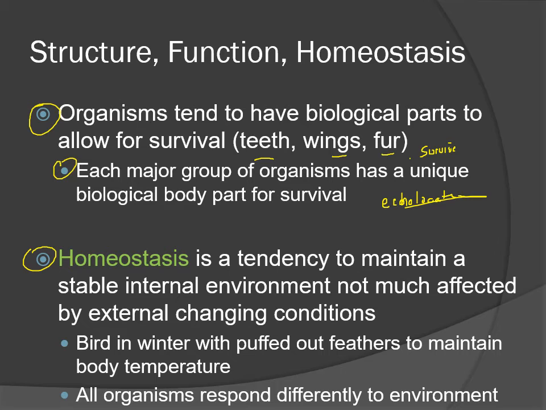Okay, homeostasis. Homeostasis is a tendency to maintain a stable internal environment. It is not much affected by any external changing conditions. And this is likewise in our bodies: whether it's very hot or very cold outside, our body tends to maintain a stable temperature of around 98.6 degrees Fahrenheit. Now this can change a little bit, sometimes a little higher, a little lower, but generally speaking, no matter what the conditions are outside, 98.6 is what we are.